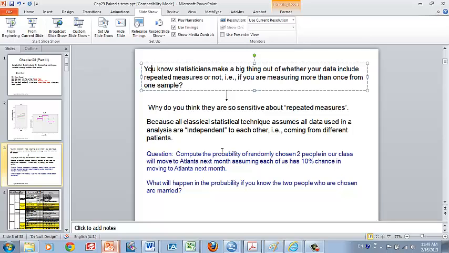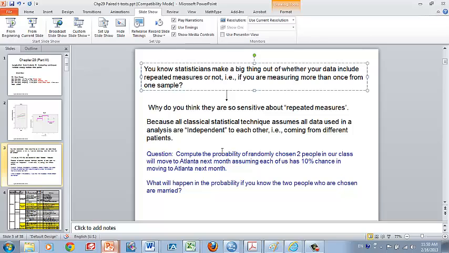Because if the husband moves to Atlanta, the wife is likely to follow him, or if the wife moves to Atlanta, the husband is very likely to follow her, and then the probability both of them are moving to Atlanta is close to 10%. So probability computations are very sensitive to whether two measurements are related or not, and therefore we are so picky about choosing a statistical test, depending on whether the data are related or not.